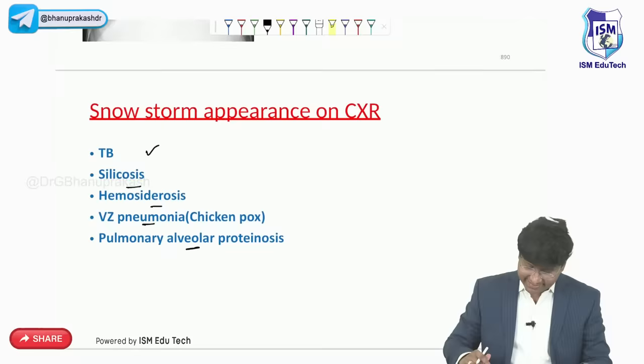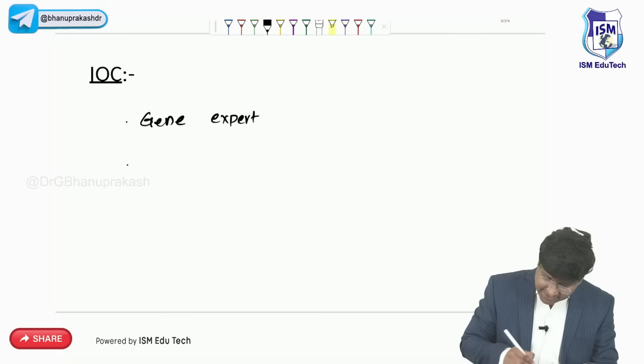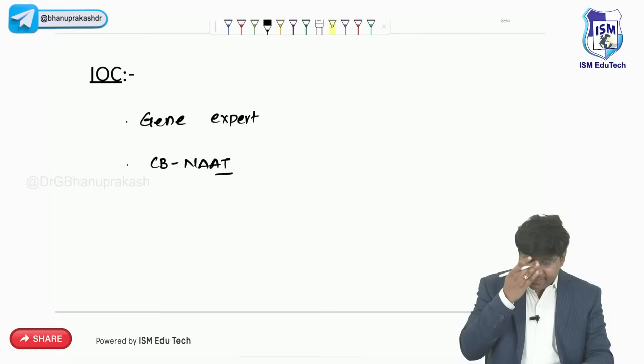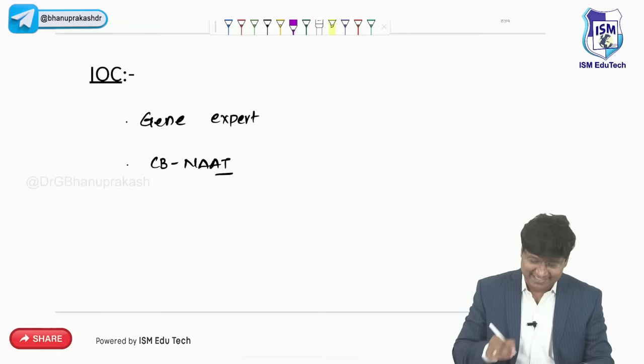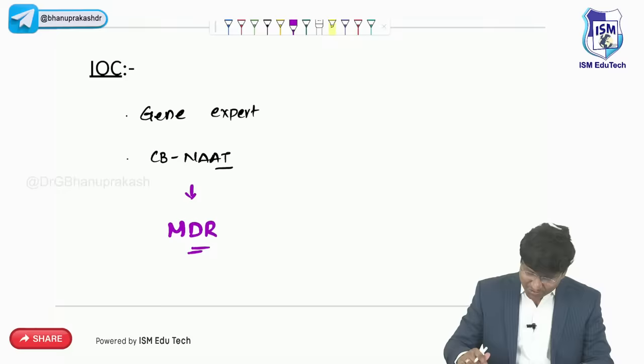Then, what is the investigation of choice in case of tuberculosis? The investigation of choice in tuberculosis will be the GeneXpert, right? And this is also called CBNAAT. What do you mean by the word CBNAAT? CBNAAT stands for cartridge based nucleic acid amplification test. The advantage of this CBNAAT is that it will also tell you about multi-drug resistant tuberculosis. Now you should know what you mean by the word multi-drug resistant tuberculosis.